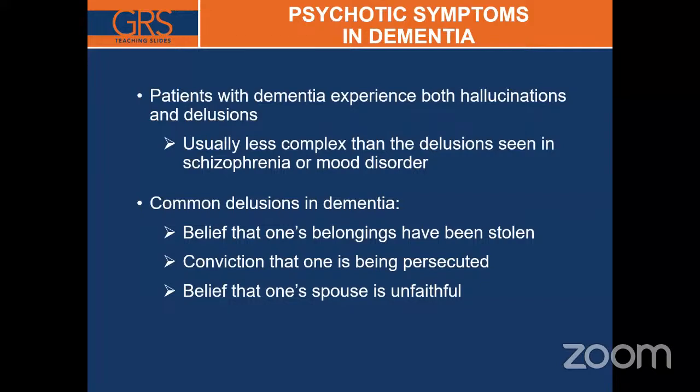Now, patients with psychotic symptoms in dementia. Patients with dementia experience both hallucinations and delusions, usually less complex than delusions seen in schizophrenia or mood disorders. So when patients with dementia have hallucinations or psychotic symptoms in general, they are less severe than when a patient has a full-blown psychotic disorder or psychiatric disease. Common delusions in dementia include the belief that one's belongings are being stolen, the conviction that one is being persecuted, either by a family member or the FBI, and the belief that one's spouse is unfaithful.